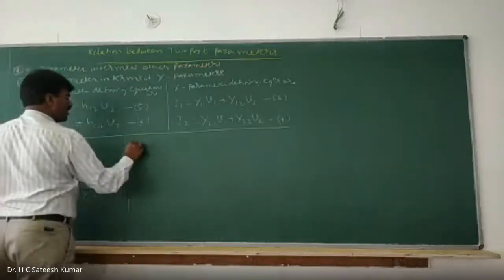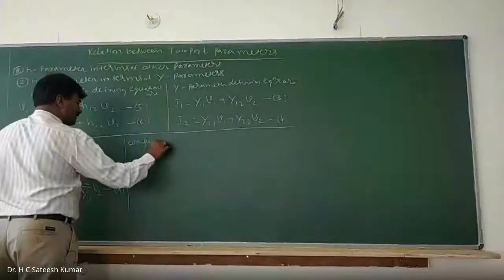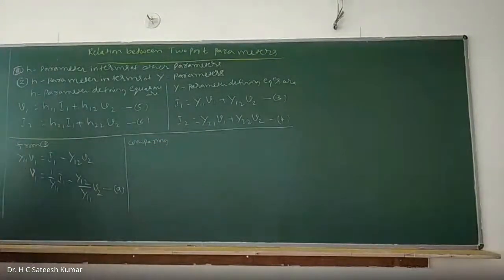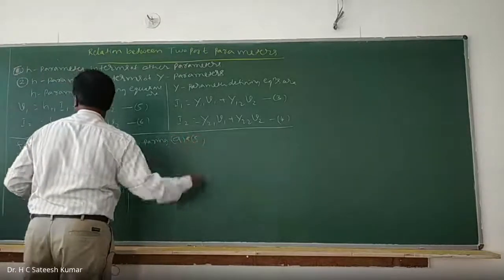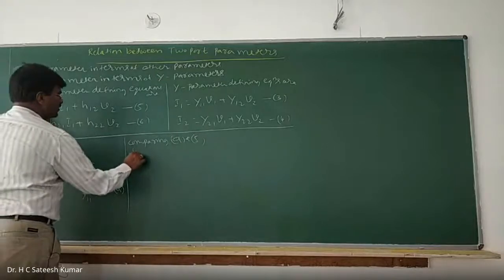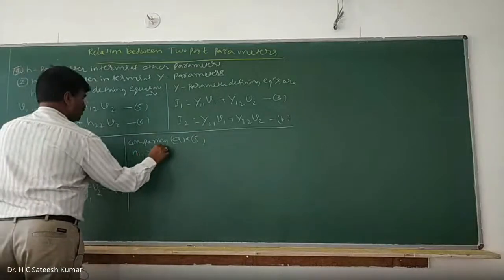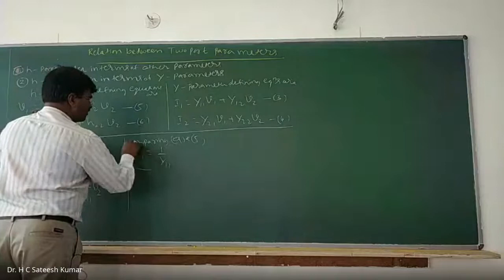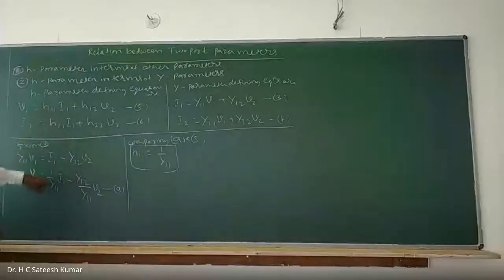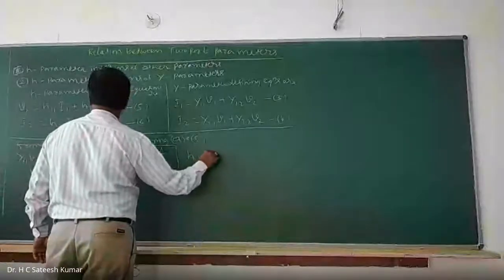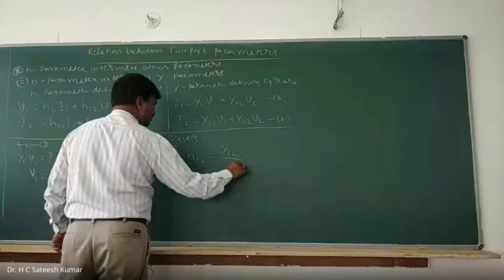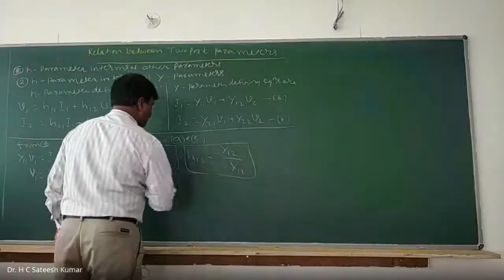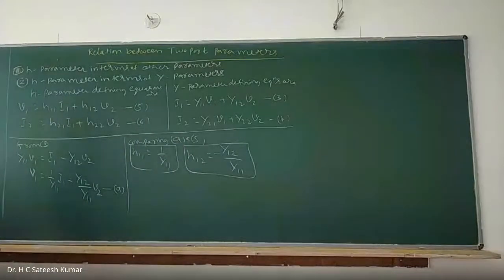Comparing A and 5, what will you get? V1 is there. H11 is equal to 1 by y11. Similarly, H12 is equal to minus y12 divided by y11. So comparing A and 5, we got these two.